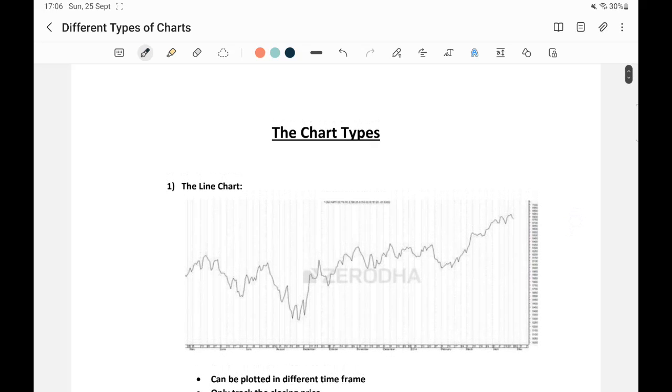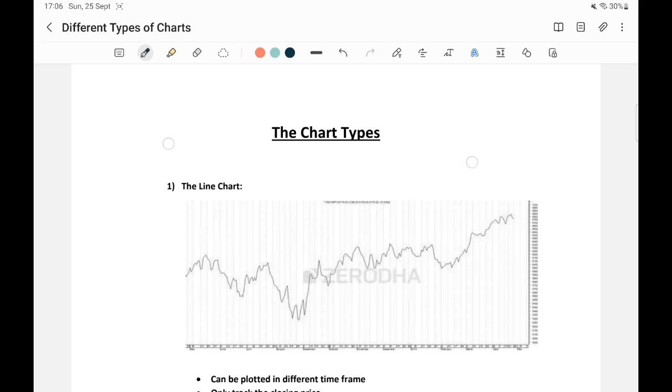Remember one thing, it's not practically possible for me to cover all the charts that are available in the world. But broadly, I'm going to cover two charts, which we are going to use in the future, or which are used regularly by many traders and investors. So let's begin this video.